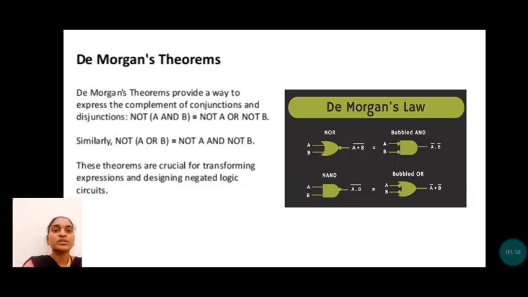De Morgan's theorem. De Morgan's theorem provides a way to express the complement of conjunctions and disjunctions. NOT (A AND B) equals NOT A OR NOT B. Similarly, NOT (A OR B) equals NOT A AND NOT B. These theorems are crucial for transforming expressions and designing negated logic circuits.